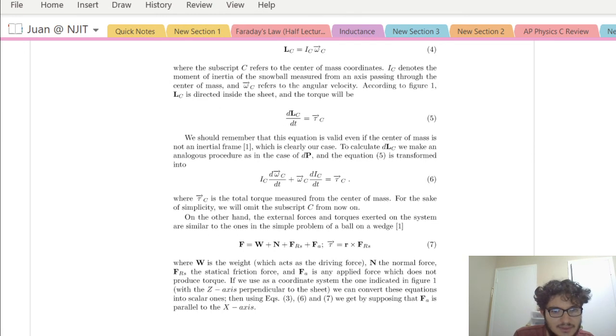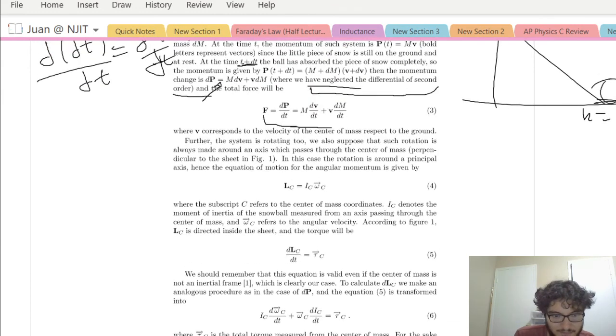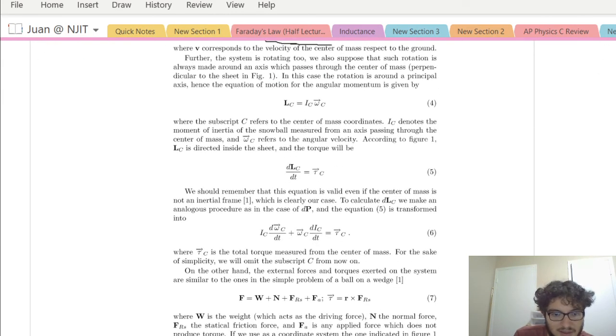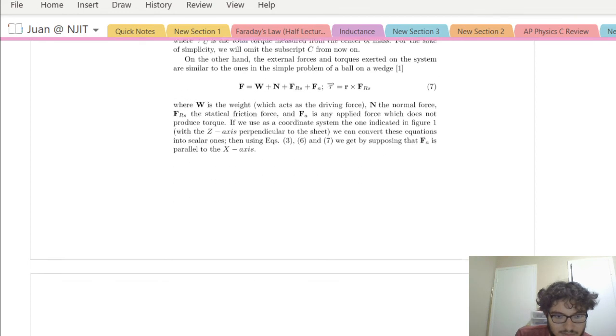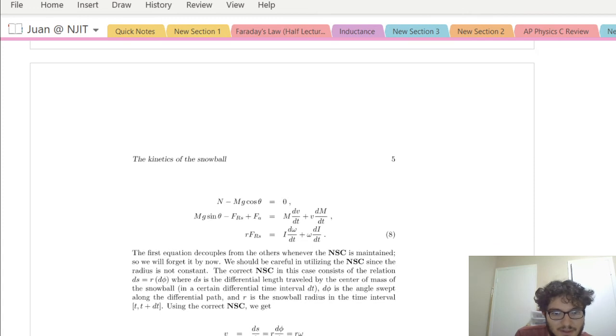Now, here's basically the sum of the forces. The sum of the forces is the weight plus the normal force plus the force of friction plus the force of air drag, right? And then the paper goes on to solve for these equations. Here they solve for essentially these differential equations. They end up with these differential equations.